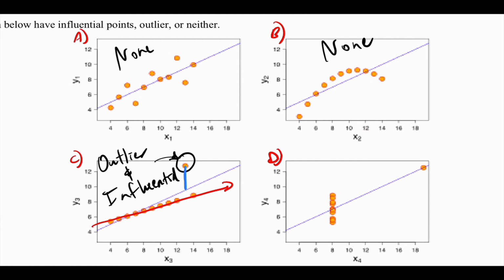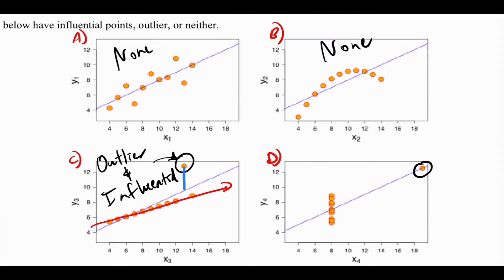D, this guy out here. It's definitely influential, right? If I take that guy away, now my line's going exactly like that, right? R is 1. So definitely influential. Is it an outlier? It doesn't have a large residual, right?